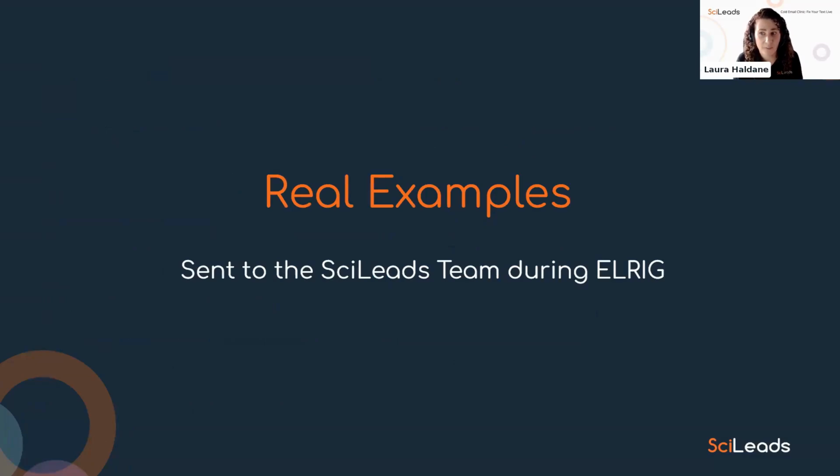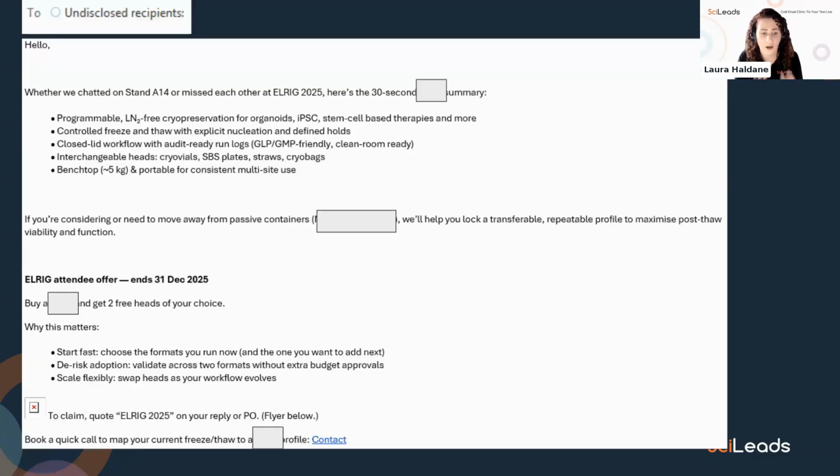Here are a few real life examples that were sent to us during LRIG. I have done my very best to block anything that lets people be identified, although people might know their own. First things first, it was sent to undisclosed recipients, so they've obviously just put the entire list in. Please don't be this guy.